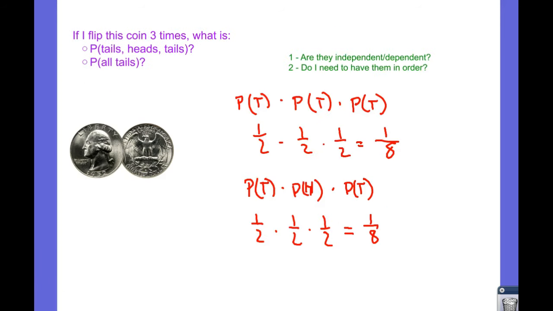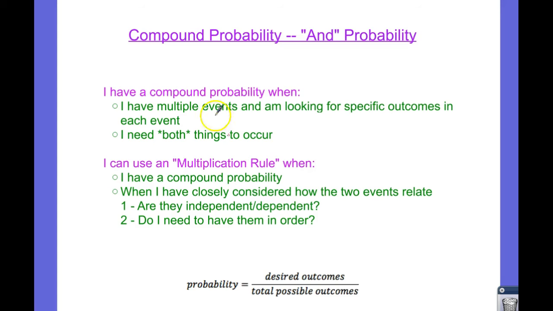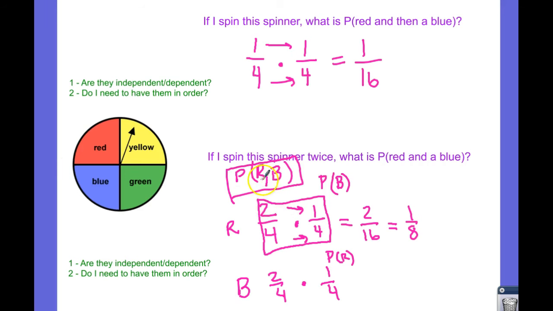So to recap, I have compound probability when I have multiple events and I'm looking for specific outcomes in each event, and I need both things to occur. I can use the multiplication rule when I have compound probability and when I have closely considered how the 2 events relate to each other. Are they independent or dependent? Do I need to have them in order? So remember, if you're considering something like this, I don't care what happens first, but I will care what happens second. So make sure that you consider that when doing your probabilities with multiplication rule.